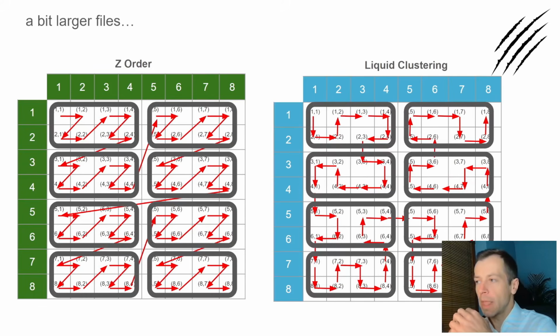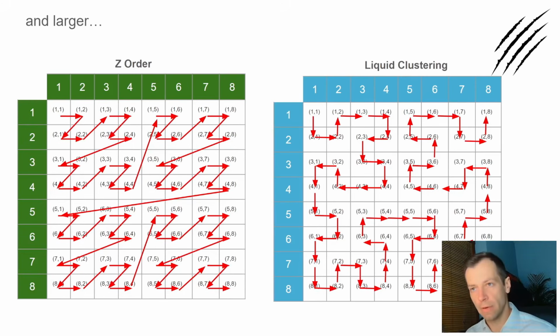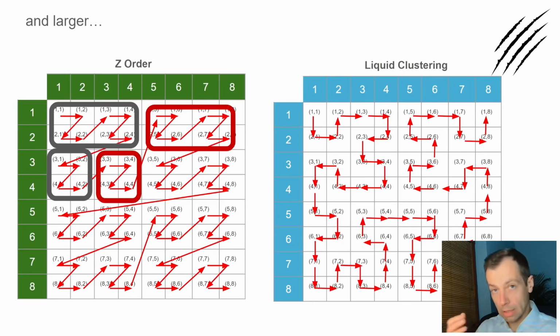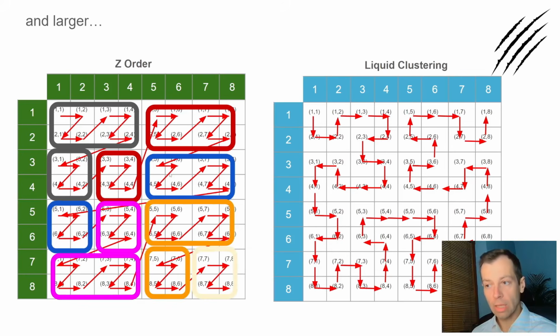So let's go further. Let's say that we want to create even larger files, and let's see which rows will be selected into those files in Z order versus liquid clustering. Starting with Z order, if we want to create a bit larger file and we follow the Z curve, because that's the whole idea, those are the rows which will go into the first file. Following the Z curve again, we start from the left bottom and then follow the red arrow to the top, and those are the records which go to the second file, and then following Z order, those are the next records which go to the next file, and to the next one, and the next.